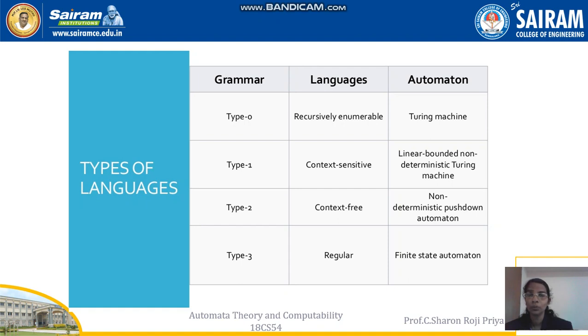What is finite automata? The first module will be dealing with finite automata. The third module is push down automata. Then it is linear bounded automata, and at last it is your Turing machine. We'll be studying about these models.